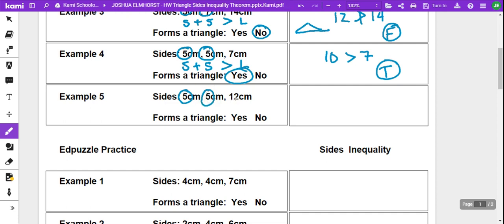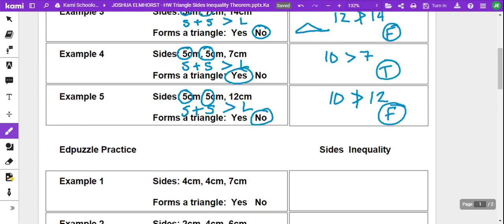5 and 5 are both shorter than 12. So we're going to add the two shorter numbers and compare it to the longest line segment, the two smaller numbers. That's 10 compared to 12. 10 is not greater than 12, so this is false. No, it will not form a triangle.